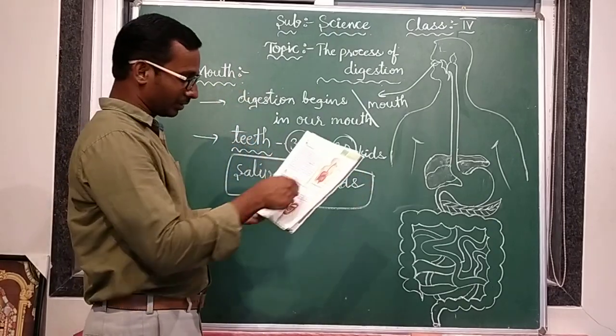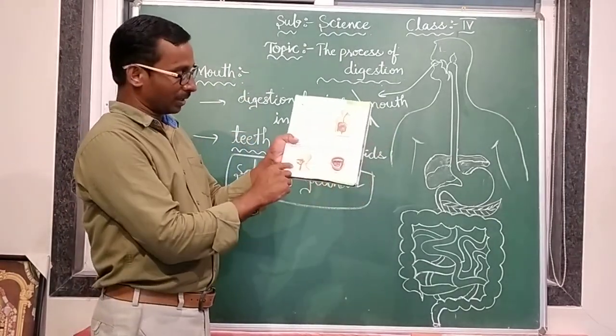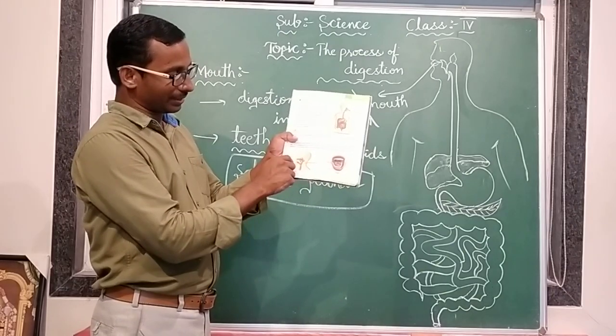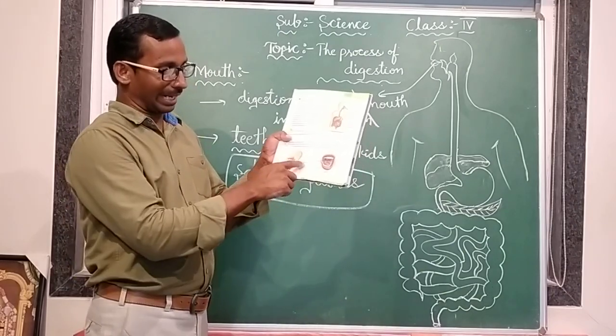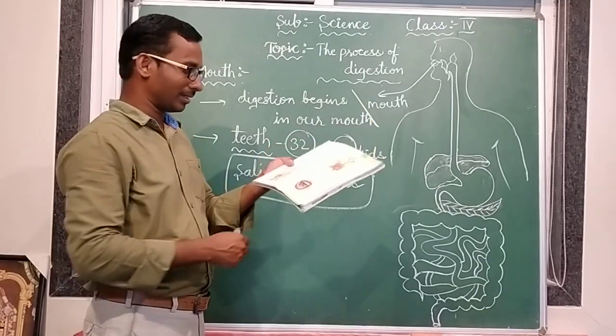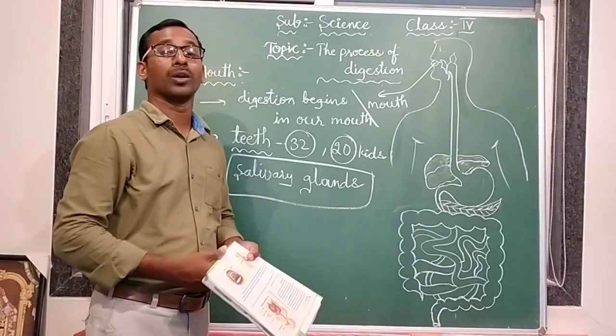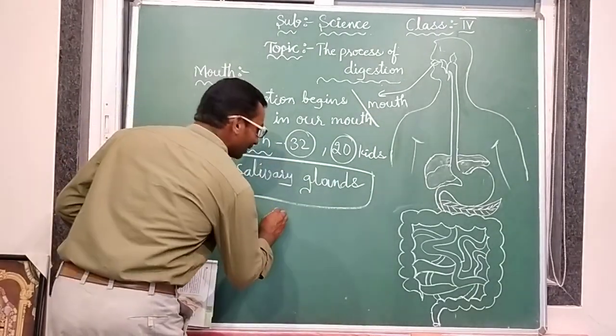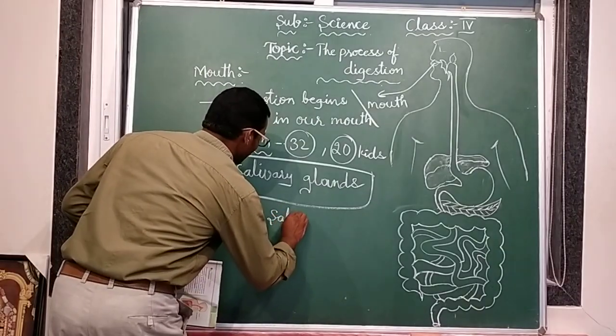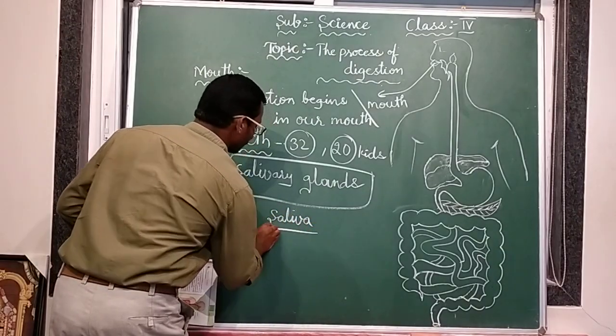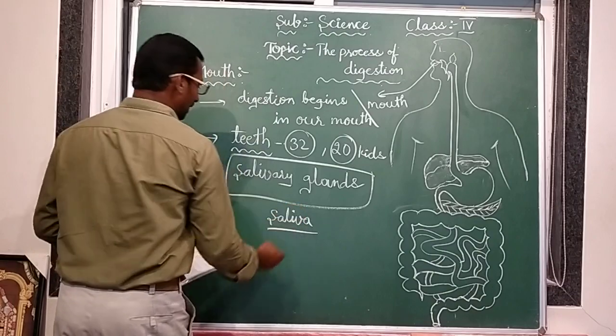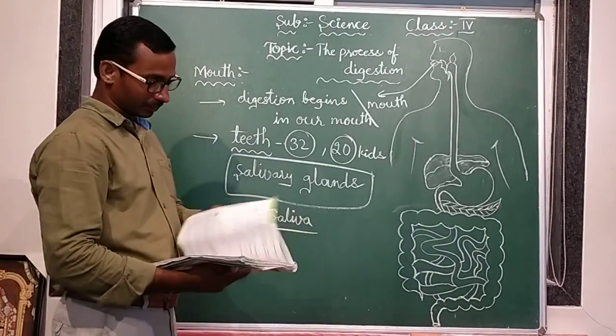Okay, here are the salivary glands given to you in the diagram. 1, 2, 3, 4. Here they are, in brown color. Salivary glands. Are you seeing? Yes. These salivary glands produce saliva. What do they produce? Saliva.